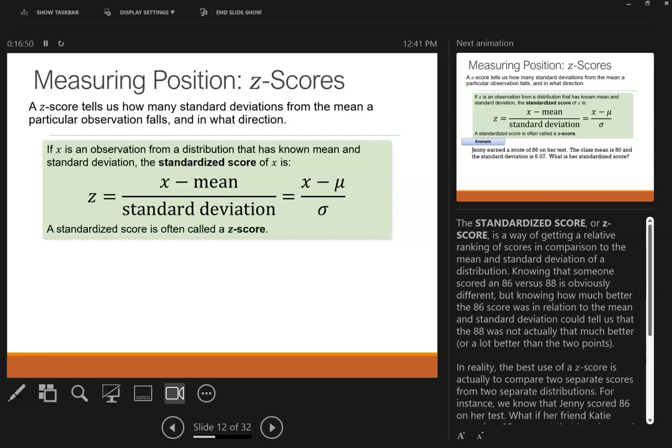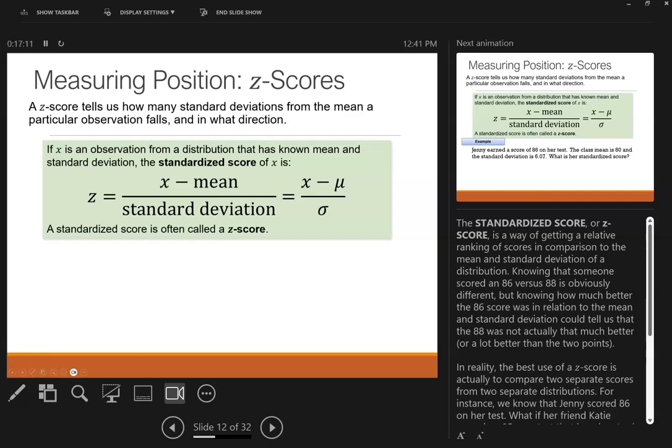For example, if you took the ACT one year and your friend took the ACT the next year, and you can ask who did better. Well, the average score one year is maybe different than the average score the next year, so you should scale it relative to the conditions in which they took the test, right? So that's what this idea is.